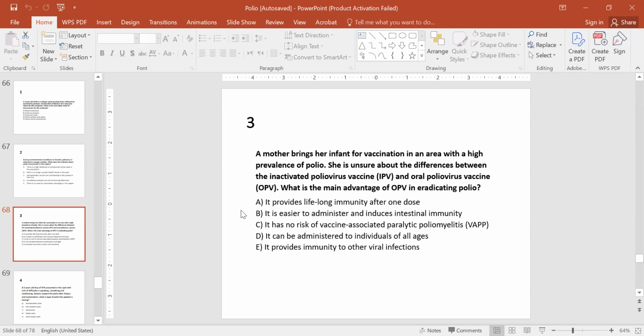Option A, it provides lifelong immunity after one dose. Option B, it's easier to administer and induces intestinal immunity. Option C, it has no risk of vaccine-associated paralytic polio. Option D, it can be administered to individuals of all ages. E, it provides immunity to other viral infections as well.